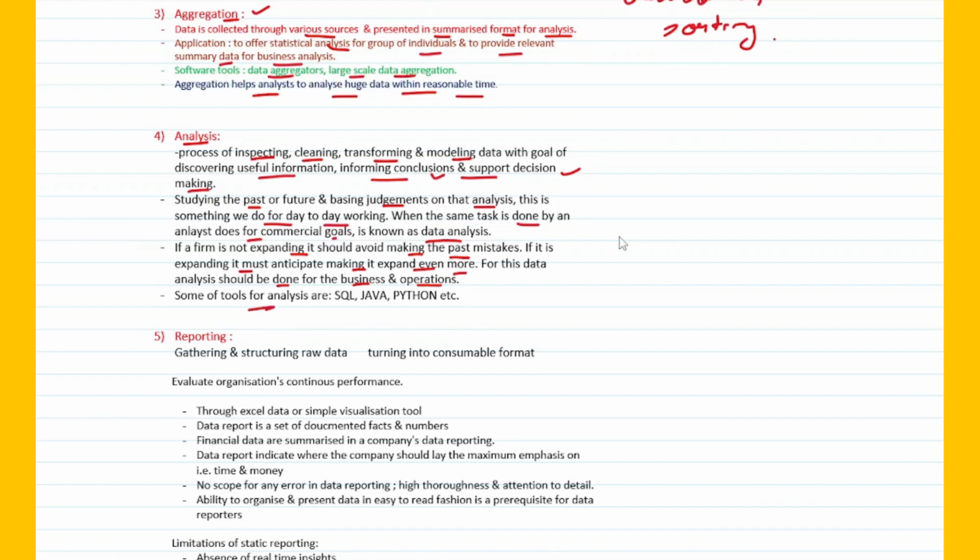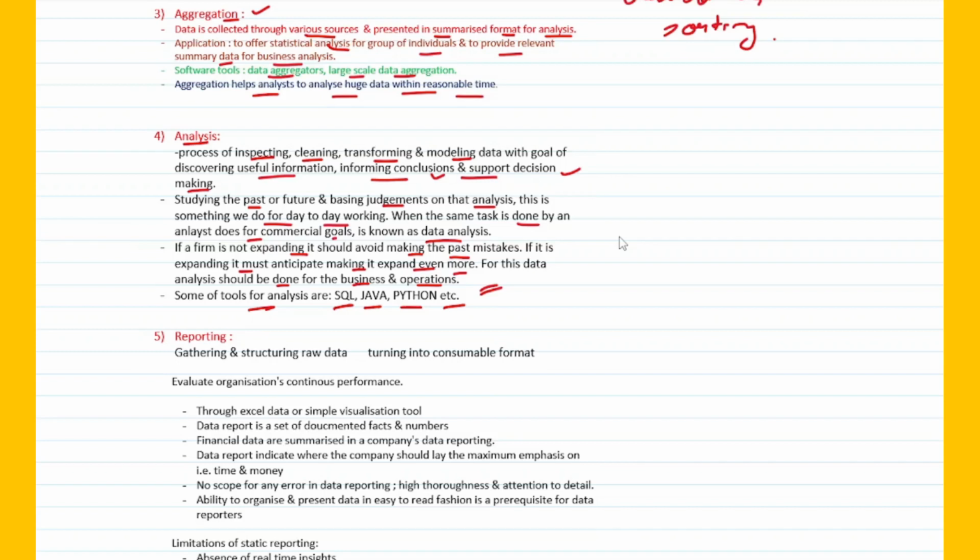What are the tools? Various tools that we talk about are SQL, or it can even be Java, Python, etc. So these are the various tools that are used for analysis. So what exactly is analysis? Analysis is nothing but inspecting, cleaning or filtering, transforming and modeling data. For what? For discovering useful information, eventually leading to what? Eventually leading to conclusions, and it helps in supporting decision making.